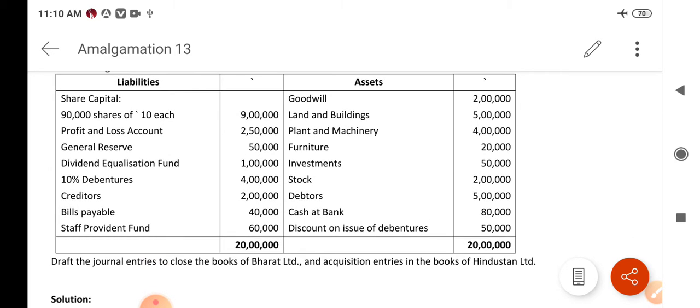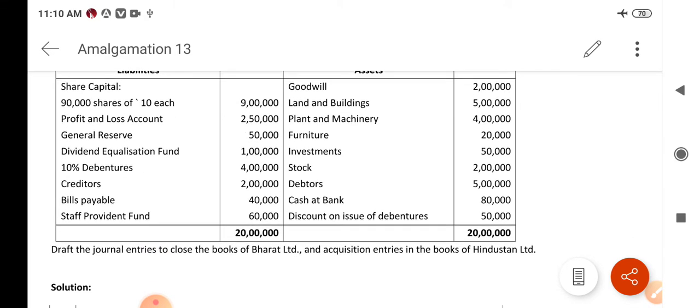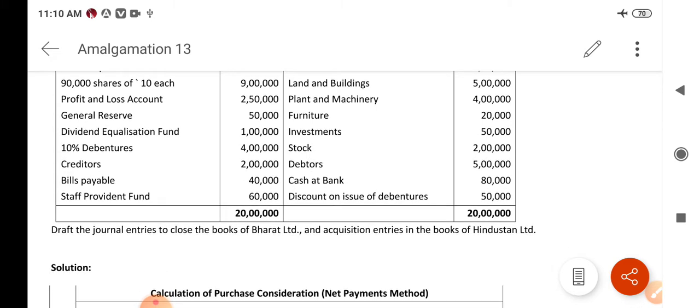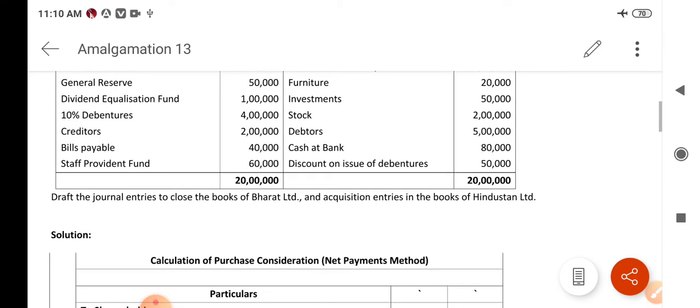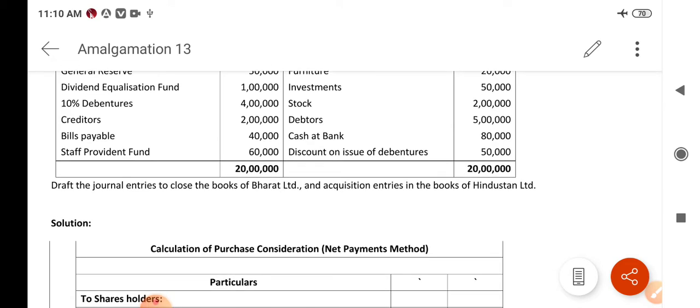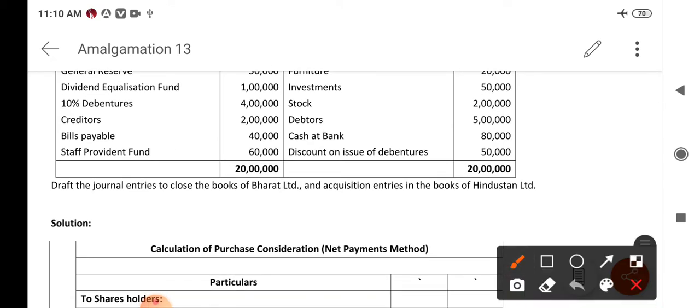Okay, next look at the asset side. We have goodwill 2 lakh, land and buildings 5 lakh, plant and machinery 4 lakh, furniture 20,000, investment 50,000, stock 2 lakh, debtors 5 lakh, cash at bank 80,000, discount on issue of debentures 50,000. So discount on issue of debentures, this is the fictitious assets. It cannot be transferred to realization account.